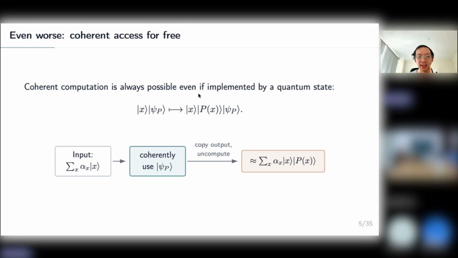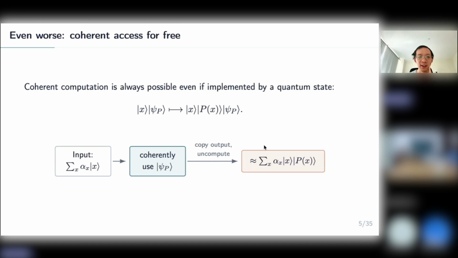And the program state is not really disturbed too much by this process. Again, this is assuming P is deterministic. So the way you do this is pretty simple. Suppose you have some superposition over X, you just coherently evaluate the program on this X, and then you do the same thing as the previous attack, morally, which is that you copy the output into a second register and then uncompute everything else.